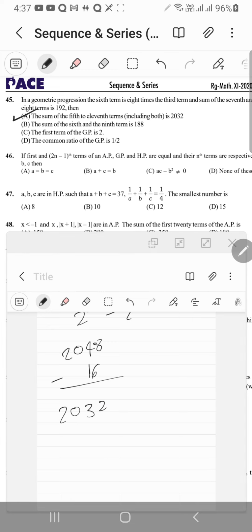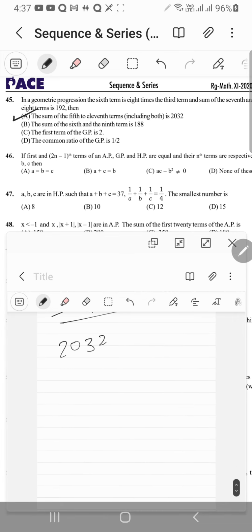Sum of the sixth and ninth term is 199. The sixth term is just 2 power 5, and the ninth term is 2 power 8, I think. Which is 32 plus, what's this, 8. 2 power 6 is 64. That times 4, which is 256. It's not 199, so it's incorrect.